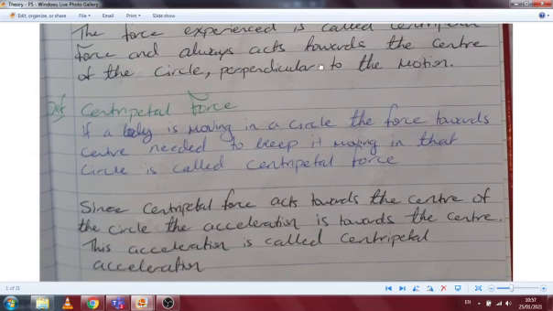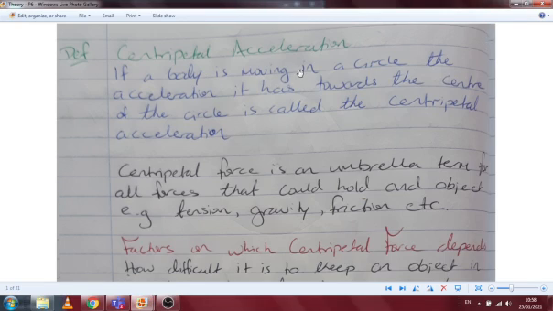So we take a look at the definition. The definition, centripetal force. So if a body is moving in a circle, the force towards the center needed to keep it moving in that circle is called the centripetal force. So if you did not have this force, you could not keep moving in a circle. So it's an essential part of circular motion. Since centripetal force acts towards the center of the circle, the acceleration is towards the center. So this acceleration is called the centripetal acceleration. So the centripetal force leads to the centripetal acceleration, and it's always towards the center because that's the same way the force travels.